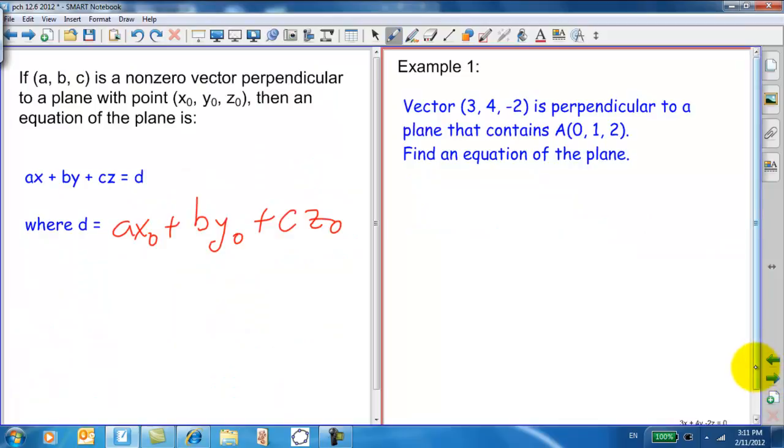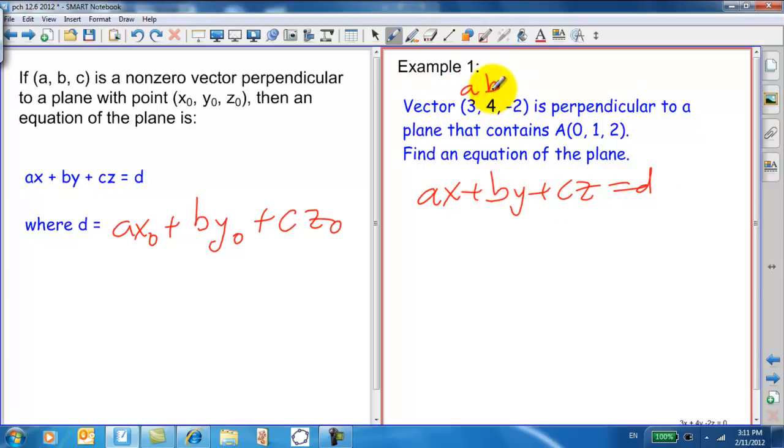So in our first example, vector 3, 4, negative 2 is perpendicular to a plane that contains A, which is 0, 1, 2. Find an equation of the plane. Well, ax plus by plus cz will equal d. Our a, b, and c is right here, the vector perpendicular to the plane. So 3x plus 4y minus 2z equals d. How do we figure out d?